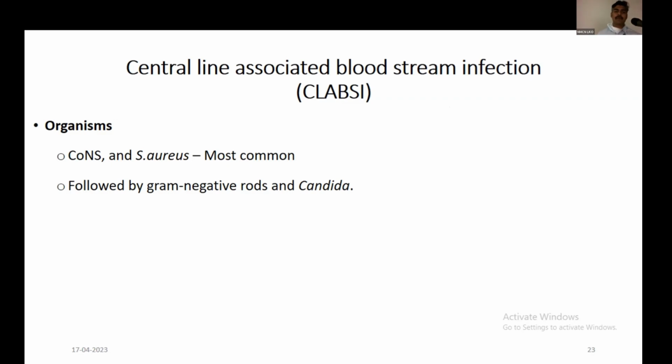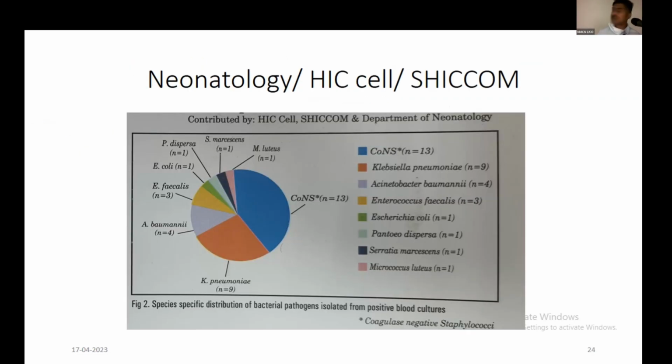Candida. So this is the picture from our hospital infection control committee newsletter. Just for the awareness of the residents, it is published every 6 months to 1 year, and your ward specific data is included in this newsletter. So this is the snapshot from the neonatology department, blood culture. It shows that CoNS is the most commonly isolated organism in positive blood cultures.